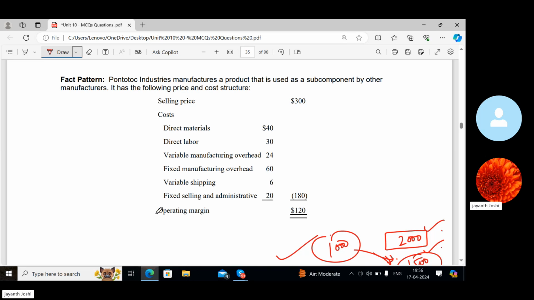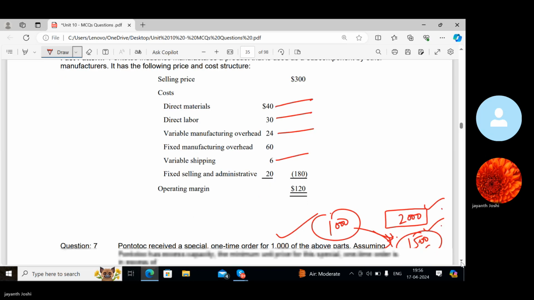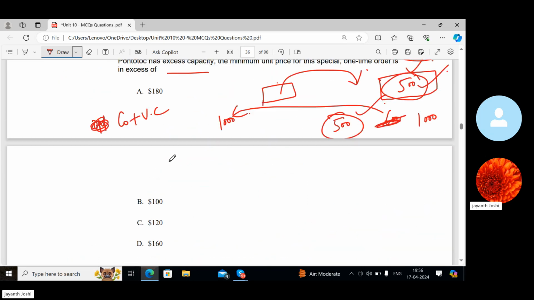So what do we have to take? Direct material, direct labor, shipping, and variable manufacturing overhead, that is 100. In the previous question, you had the operating contribution also, right? Contribution for 1000 units, 20,000 divided by 1000, so you got an extra 20. That you added to 100. That's why it was 120.